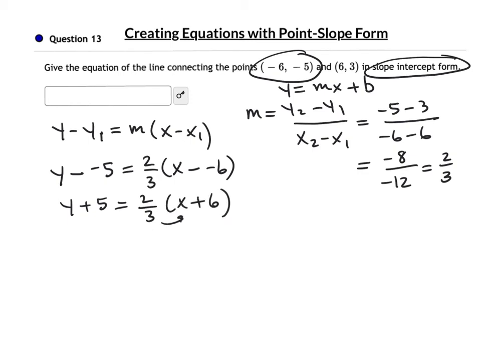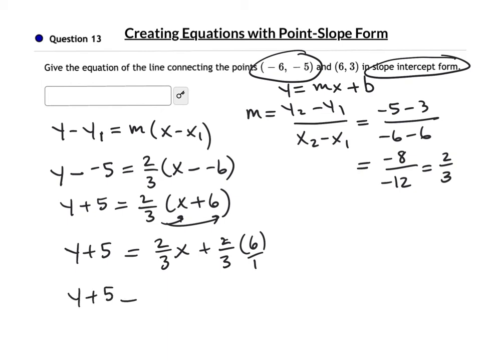Now we'll distribute, and this ends up being nice. y plus 5 equals 2/3 times x, 2/3 x, and then I'm going to take 2/3 times 6. Now 6 is over 1, so this is 2 times 6 divided by 3. 2 times 6 is 12, and 12 divided by 3 is 4. Last step, get y by itself, take that 5 off each side, and we get y equals 2/3 x minus 1.